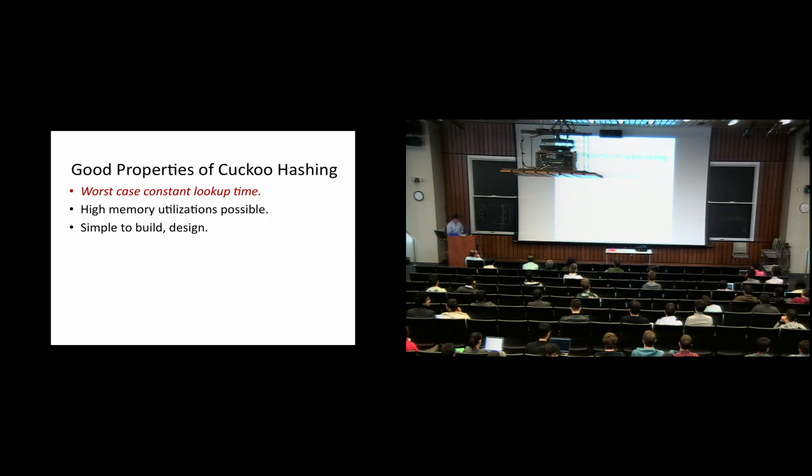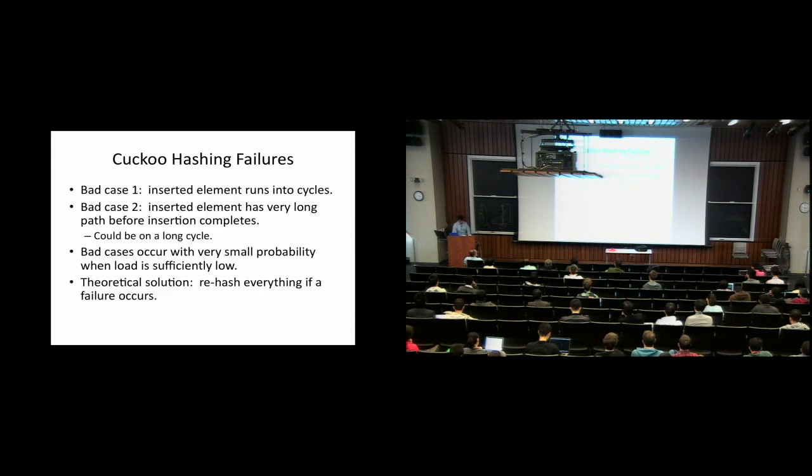But all right, so the idea is that should be a rare occurrence, or we don't want that to happen too often. All right, so one of the good properties of cuckoo hashing is a worst case constant lookup time. When I'm looking something up, I have 2 places to look. I just look at those 2 places. Okay. You can get high memory utilizations, as I'll describe. Again, it's simple to build and design.